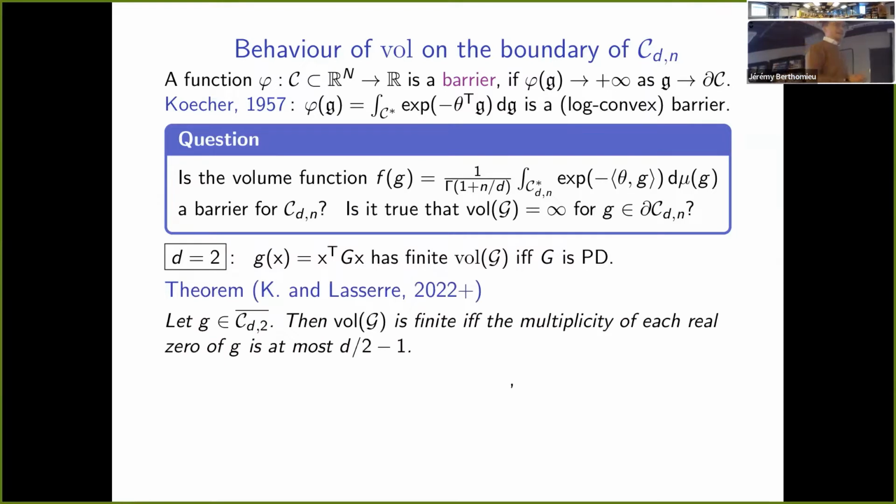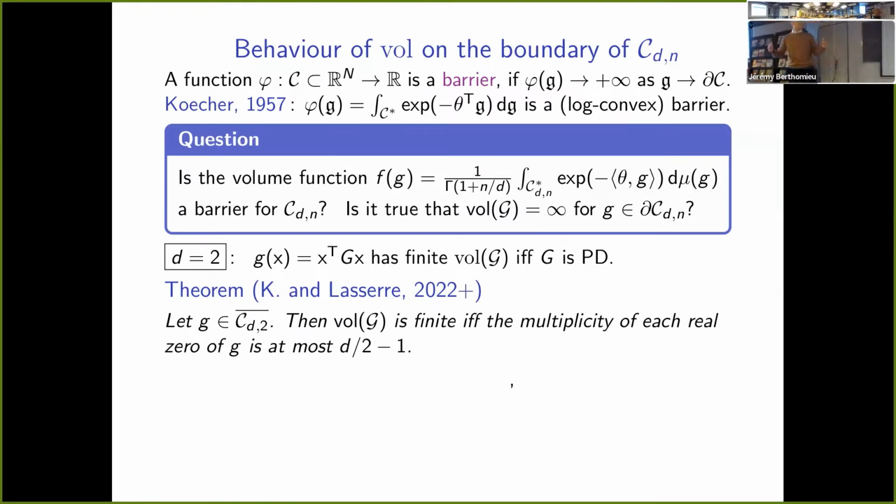And in the binary case, when you have two homogeneous variables, then a non-negative form has finite volume of the sublevel set if and only if the multiplicity of each real zero is at most d/2 minus 1. So let me just draw how a typical sublevel set of a non-negative form looks. If you have some zeros, let's say the zeros are the (1, 0) and (0, 1) points, then this is more or less how the sublevel set will look.